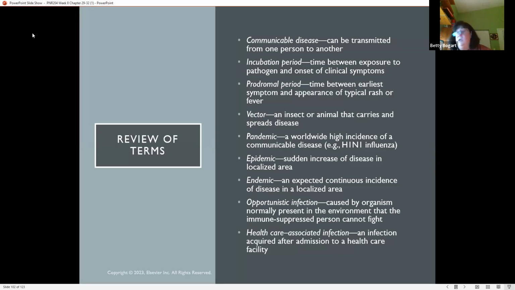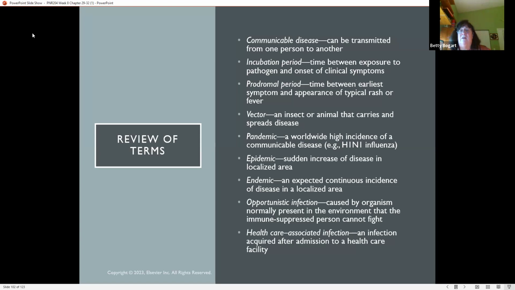So here are your terms. Communicable diseases, it's from one person to the next. Incubation is how long before the contact till you get it. Like, for instance, chicken pox, right? You can have a child who's been exposed, and it's not till 5 days later that you see the symptoms. Prodromal is the time between the earliest symptom and the appearance of a rash. We call that a lot with chickenpox, that one.